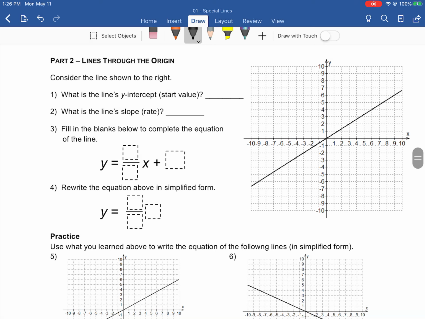Next, lines through the origin. Well, if you're unimpressed by the last part, you're going to be really unimpressed by this part because we totally studied this. I just want to make one little point about it. So here's a line through the origin. Last chapter, we would have called this direct variation. And what's the y-intercept here? Well, if it goes through the origin, it has y-intercept 0.